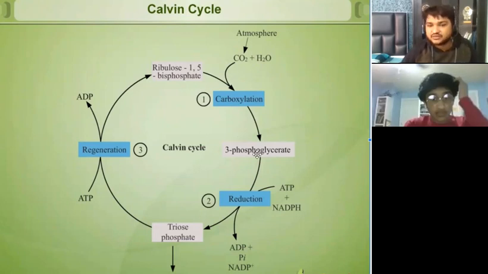And this 3 phosphoglycerate is also known as PGA, phosphoglyceric acid. So you can say PGA. So for the formation of glucose, this cycle has to run how many times? Six times. And one cycle is giving you how many carbon for the glucose? One. Very good.